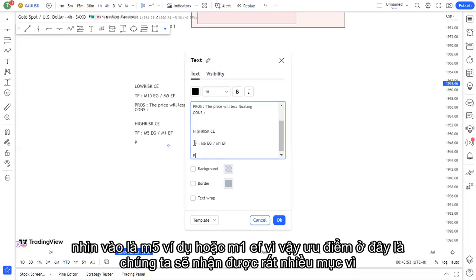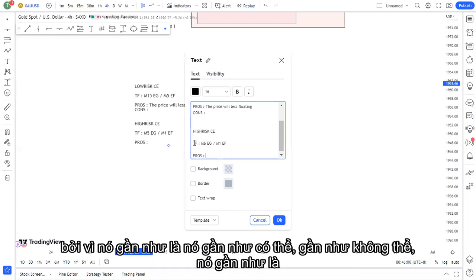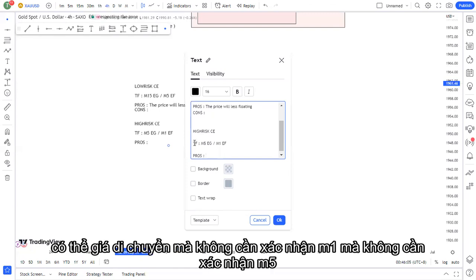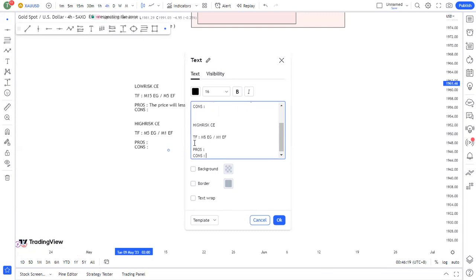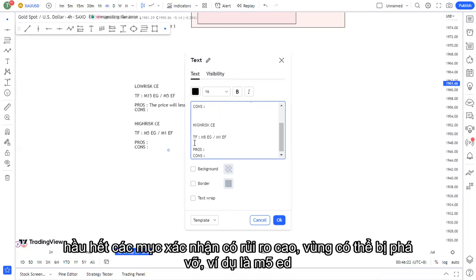The pros here is we are going to get so many entries, because it's kind of impossible for the price to move without M1 confirmation, without M5 confirmation, right? So we are going to get quite a lot of entries, but the cons that we need to face is most of the high risk confirmation entry zones can be broken, which is M5EG.